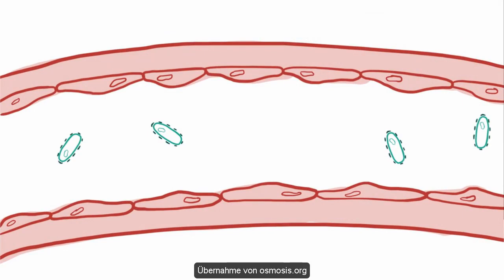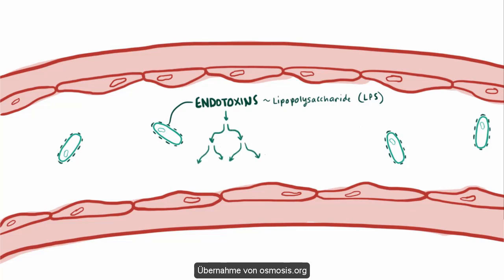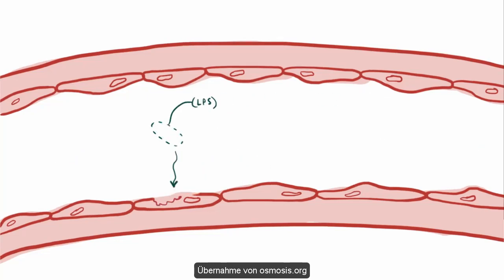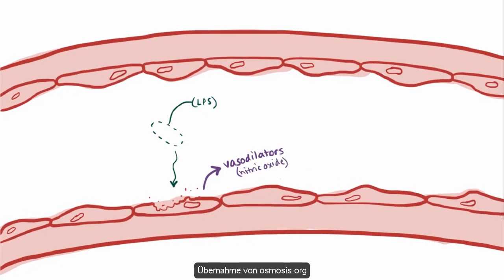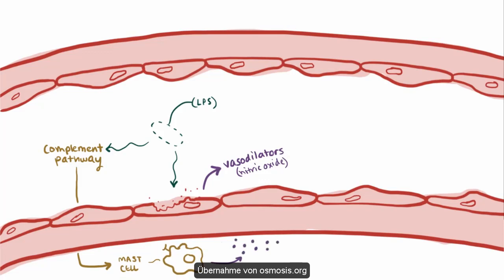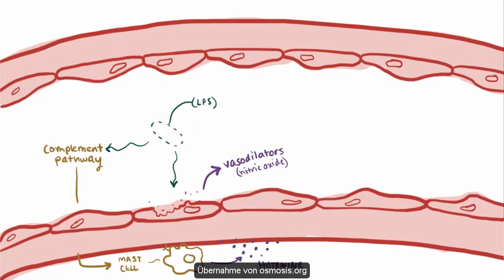What happens with septic shock is endotoxins, these large, clunky lipopolysaccharide molecules, sometimes just called LPSs, found in the outer membrane of gram-negative bacteria, cause a crazy cascade of events that ultimately leads to lowered perfusion. First, these guys directly damage endothelial cells and cause them to release vasodilators like nitric oxide. They also activate the complement pathway in the blood, which stimulates mast cell release of histamine, another vasodilator.